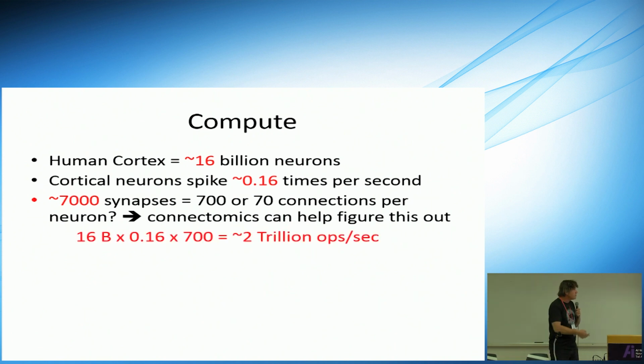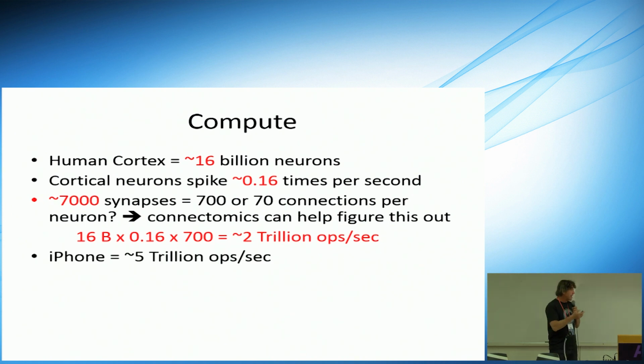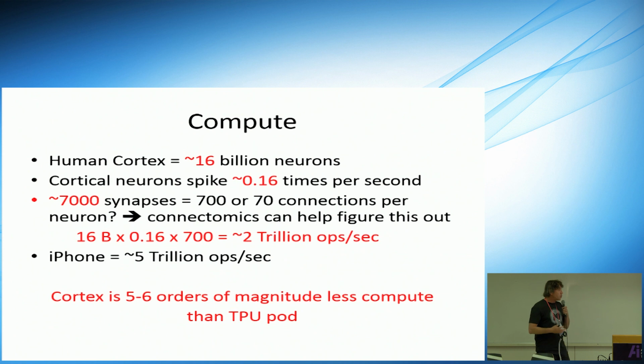And so with that number, if you try to compute what the computation is that is going on in cortex, it amounts to about 2 trillion operations per second. Okay, 2 trillion operations per second, if you think about that, is like an iPhone. So there's an iPhone of compute going on in your head. So the cortex is 5 to 6 orders of magnitude less compute than the TPU pod.